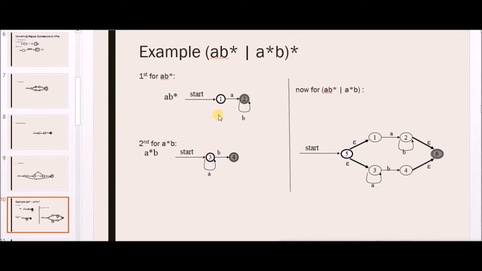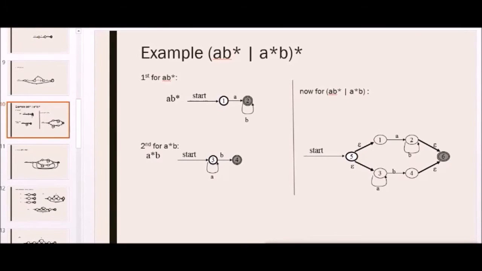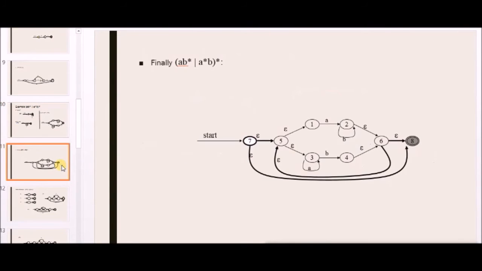Now merge these two parts into one, which is ab star or a star b. We create a new state 5. Take an epsilon move. Now add this part into here. Then take another epsilon move, and add this part into here, because it is the ab star or a star b part.